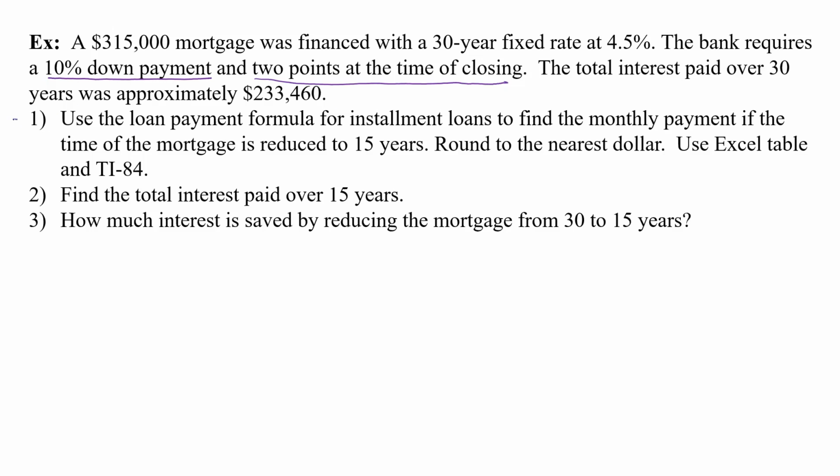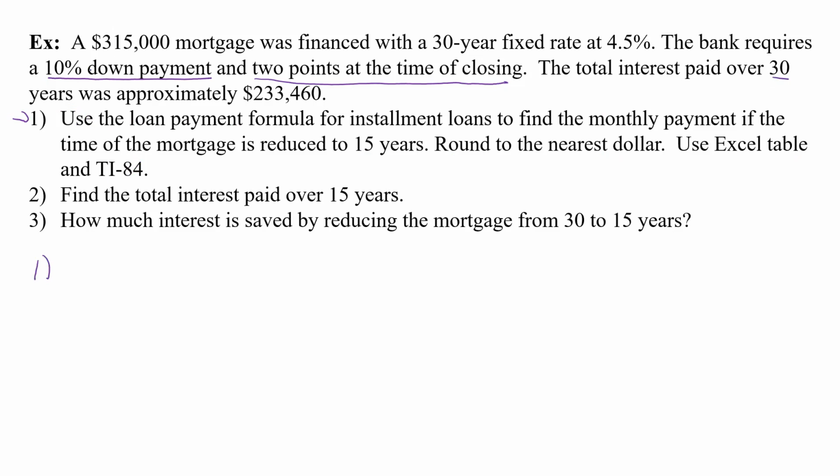Now, for part one, what it's asking is use the loan payment formula, which we just looked at, for an installment loan to find the monthly payment if the time of the mortgage is reduced to 15 years. So instead of 30 years, we're going to use 15 years. And then we're going to round it to the nearest dollar. We're going to use an Excel table to do that, as well as type it into the TI-84 and see how we can do it that way. So first one, let's write our equation down and the formula for what we need to do.